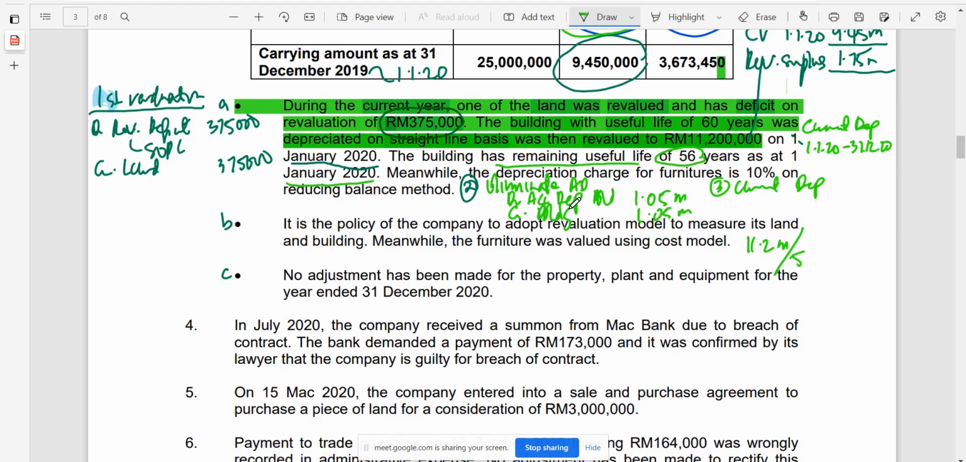So divided by 56 times 1. What do you get? 11.2 divided by 56 times 1. I think you will get 0.2 million. Do you get that? 200,000? Class? Hello, class?